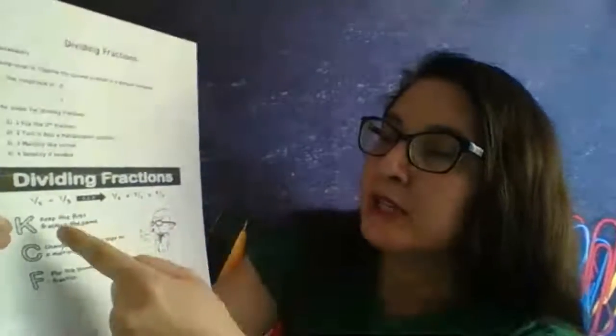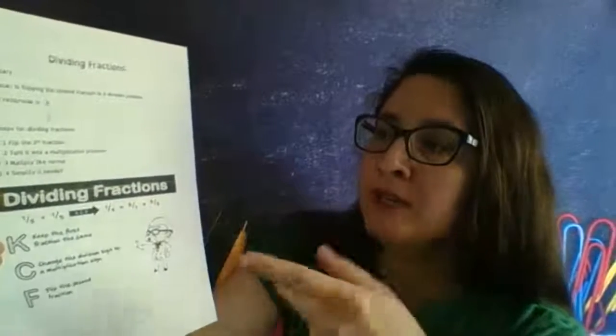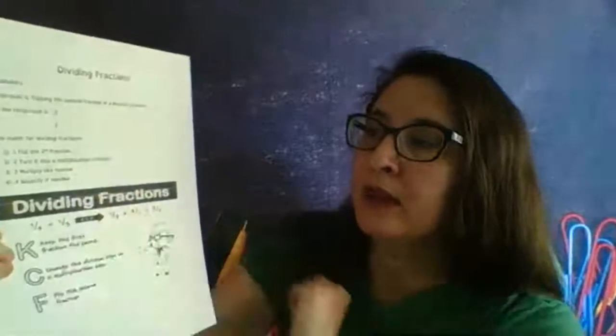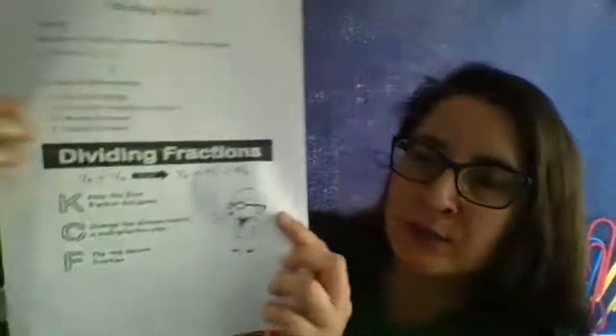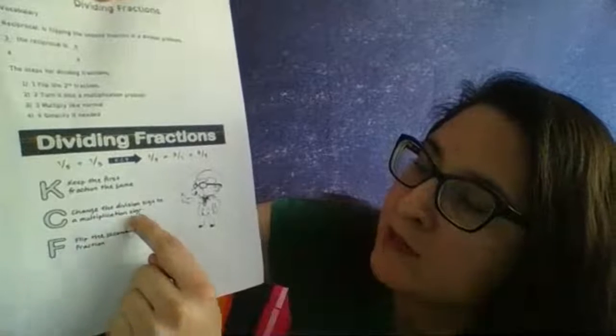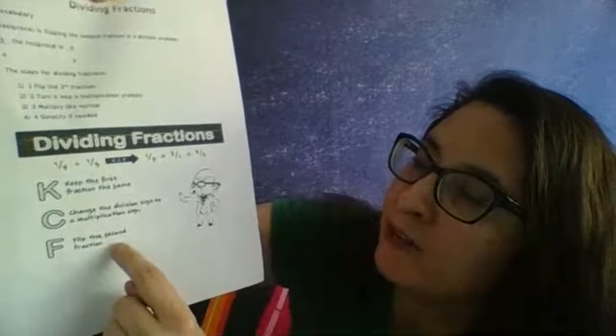All right. So you're going to set up your problem. You're going to flip the second fraction. You're going to multiply, and then you're going to simplify if needed. That's what it says here. So K, keep the first fraction the same. C, change the division sign to a multiplication sign. And F, flip the second fraction.